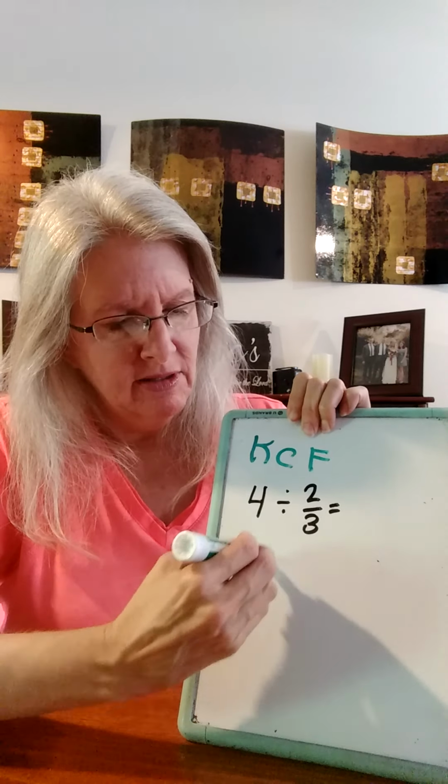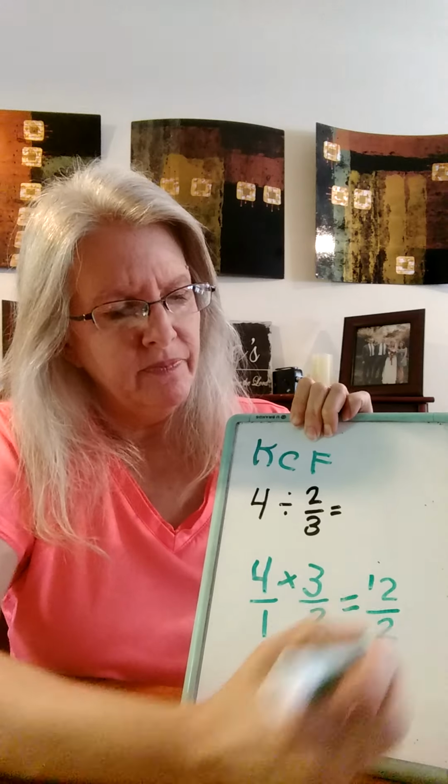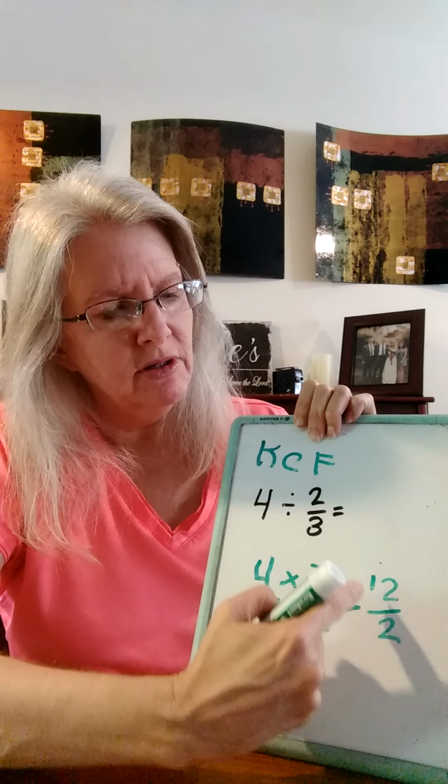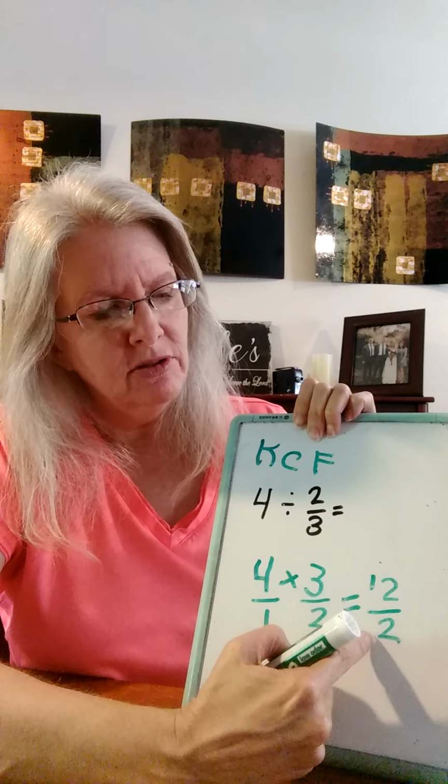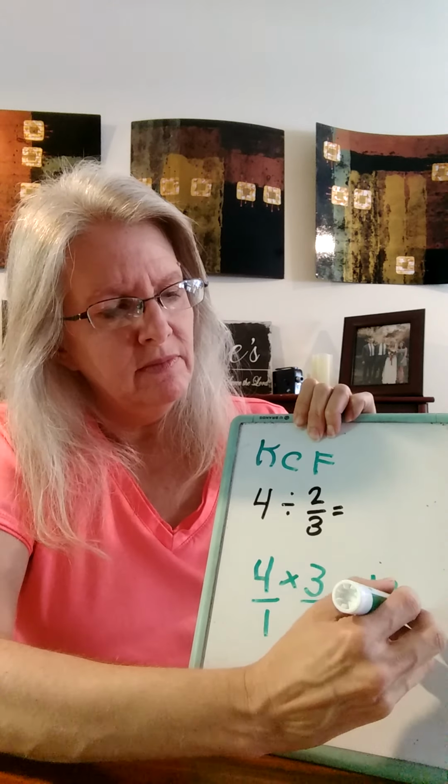Remember 4 is the same thing as 4/1. 4 times 3 is 12. 1 times 2 is 2. That's an improper fraction. 12 divided by 2 is 6. Alright, let's look at another one. Let's look at 6 divided by 1/4.